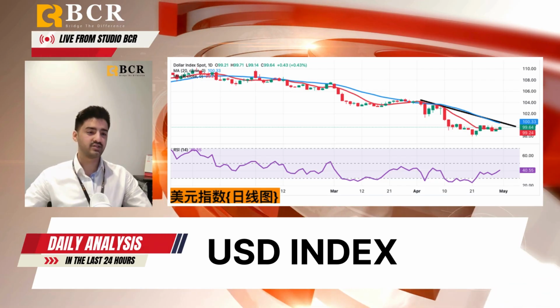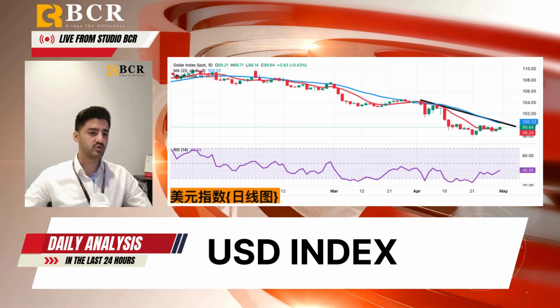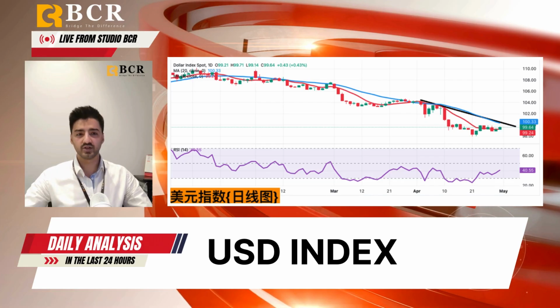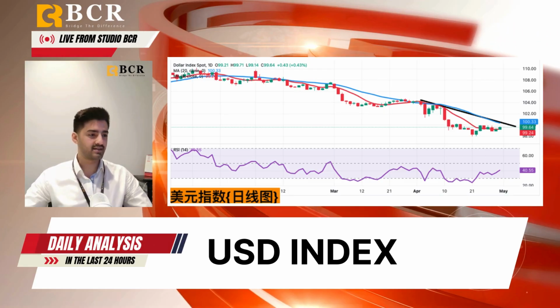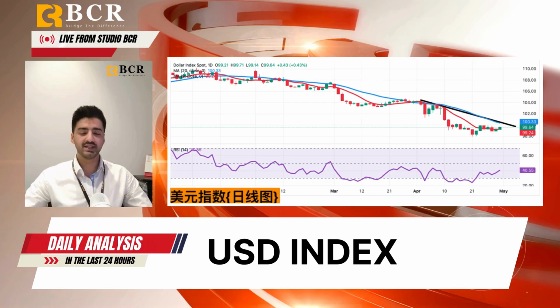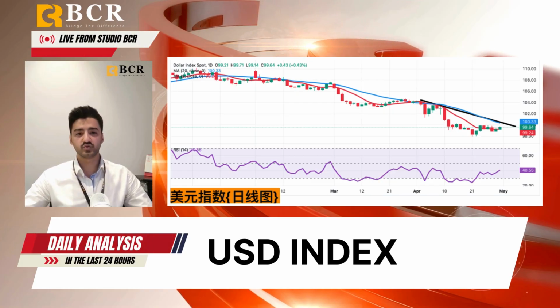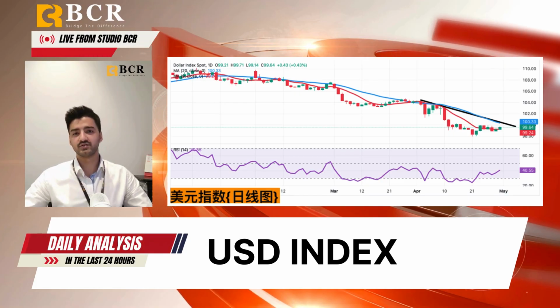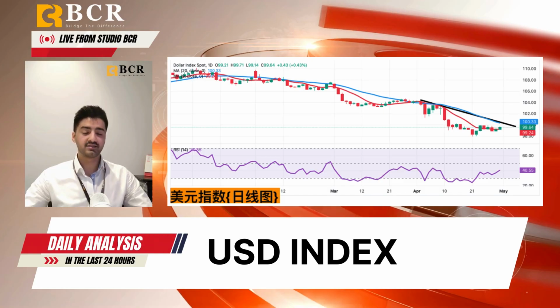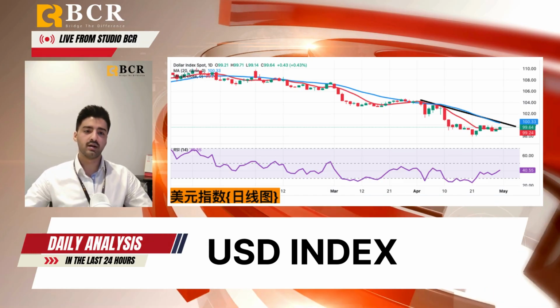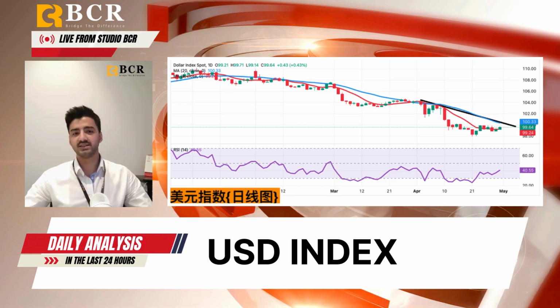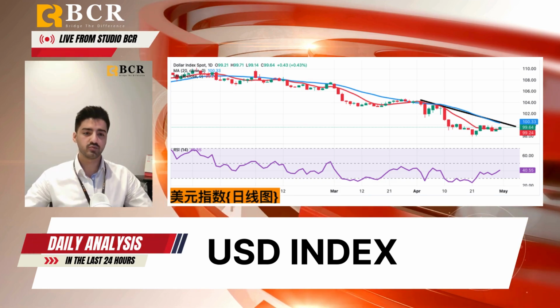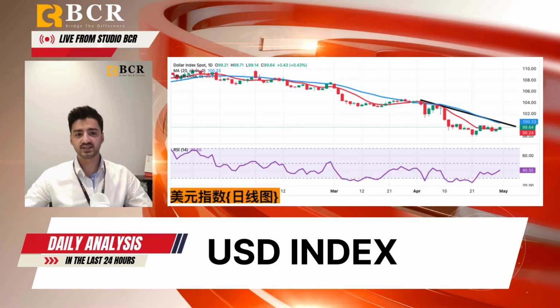Technically, the DXY is holding just above 99.2 support, but momentum remains bearish. The RSI sits at 37, which indicates a lack of buying strength, while the MACD is deeply in negative territory, showing persistent downside momentum. The index is also trading below all major moving averages, which is the 20, 50, and the 200-day moving average, which reinforces the bearish bias.